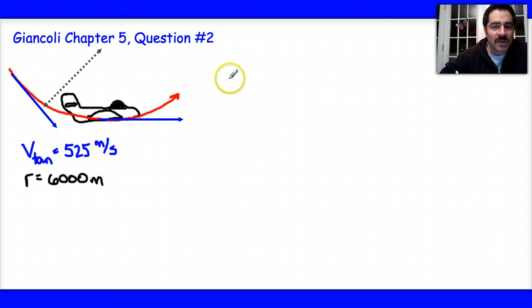Okay, so I'm going to start this problem by simply saying that the centripetal acceleration, which is ultimately what I'm being asked about, is v squared over r.